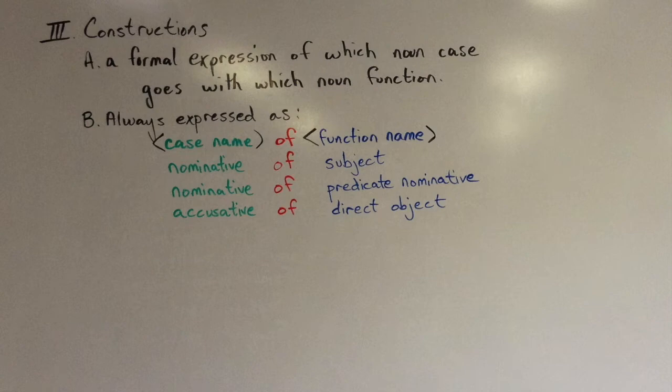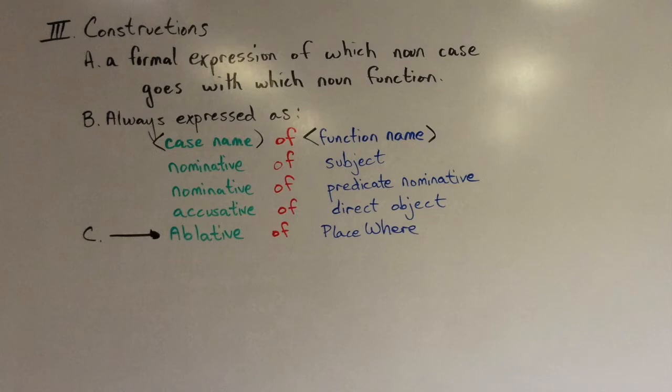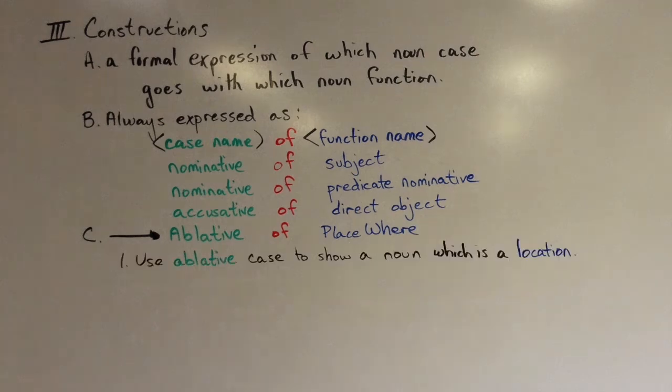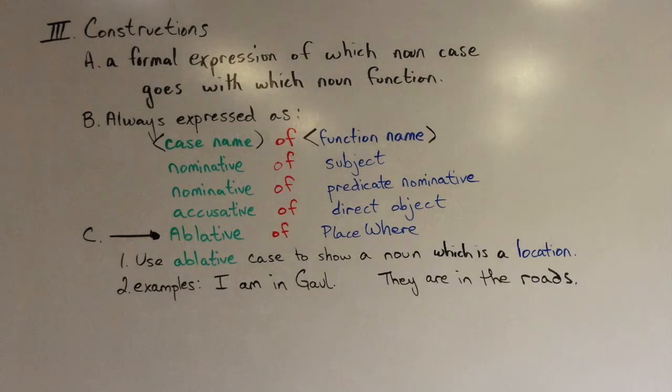Today, we'll learn one more construction, the ablative of place where. The place where something is its location. And so this says that anytime we have a location, the place where something is, we'll use the ablative case for that noun. Let's consider the examples. I am in Gaul, and they are in the roads.